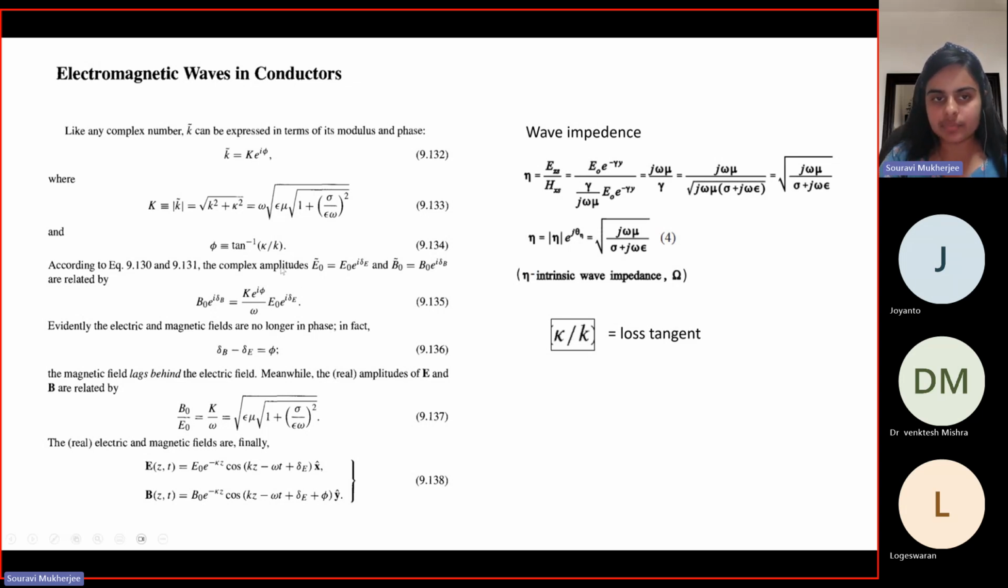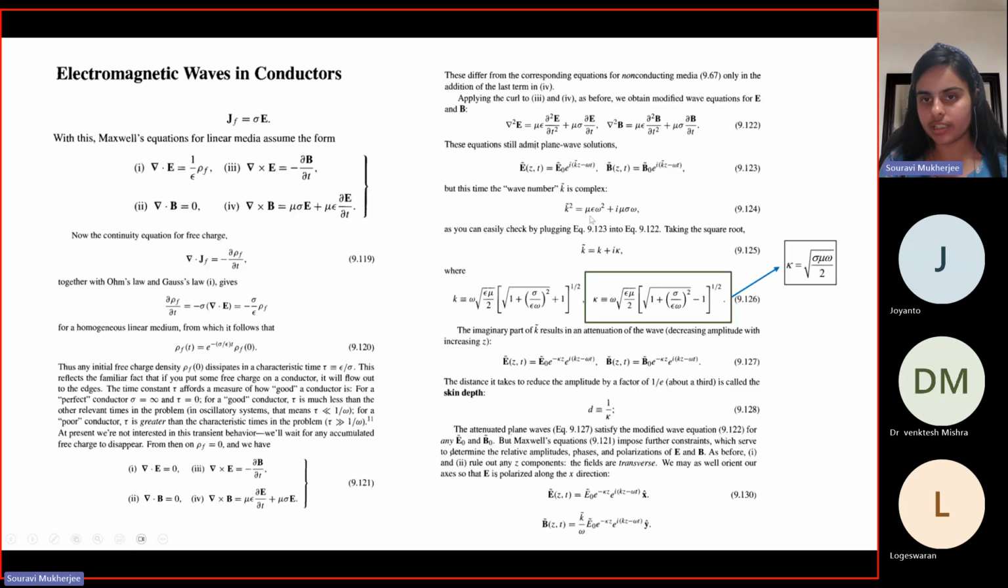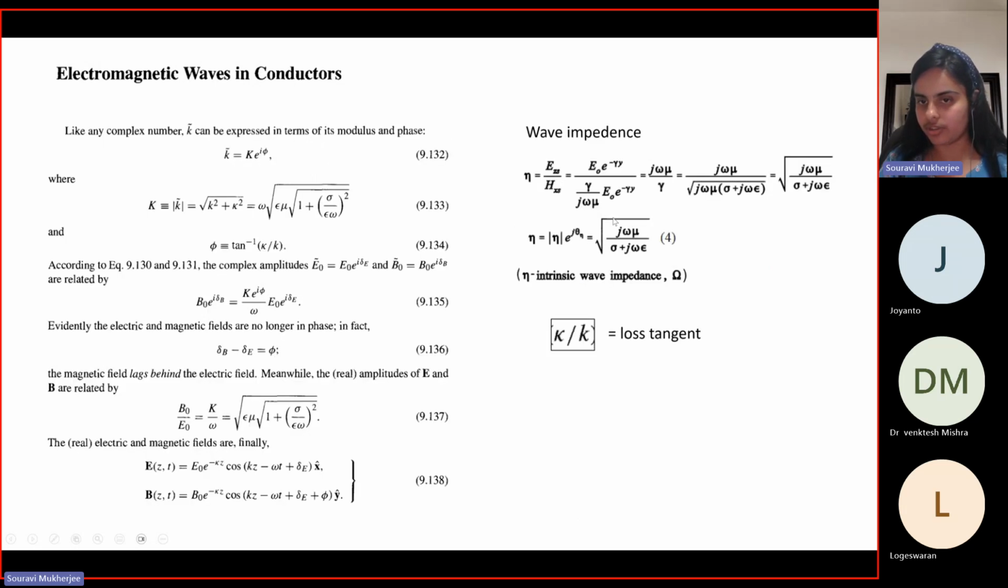Okay, and this term here, chi by k, is called the loss tangent because, as you can see, it is related to the attenuation that the wave has. So there can be direct questions which ask you what the loss tangent should be. If you use the initial expressions, you know what k and chi are. So from here you can see that sigma by epsilon omega is actually the loss tangent.